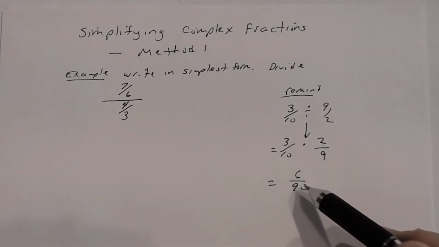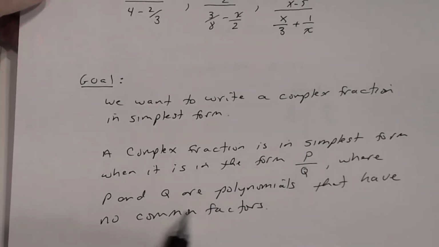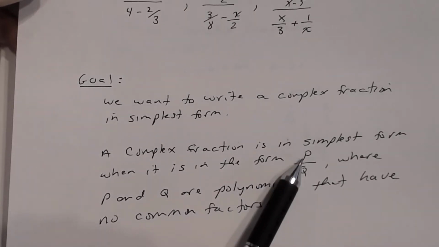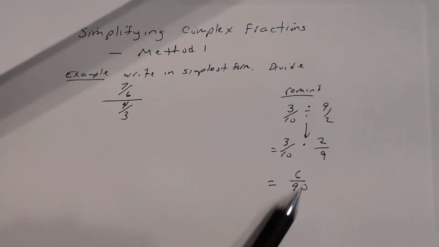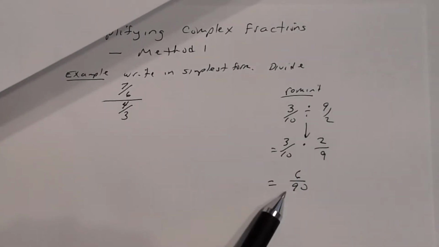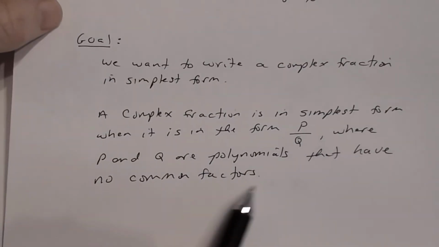Now here's the thing. So let's go back to this right here. A complex fraction is in simplest form when both the numerator and the denominator, so P and Q, are polynomials. And remember, a monomial is a polynomial. So I do have a polynomial and I have a polynomial. It's just a monomial. And in this case, the monomial is just a whole number. They have no common factors.